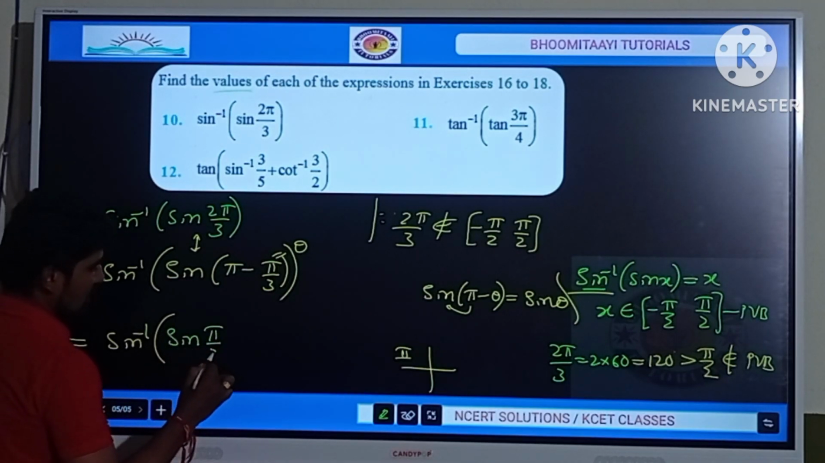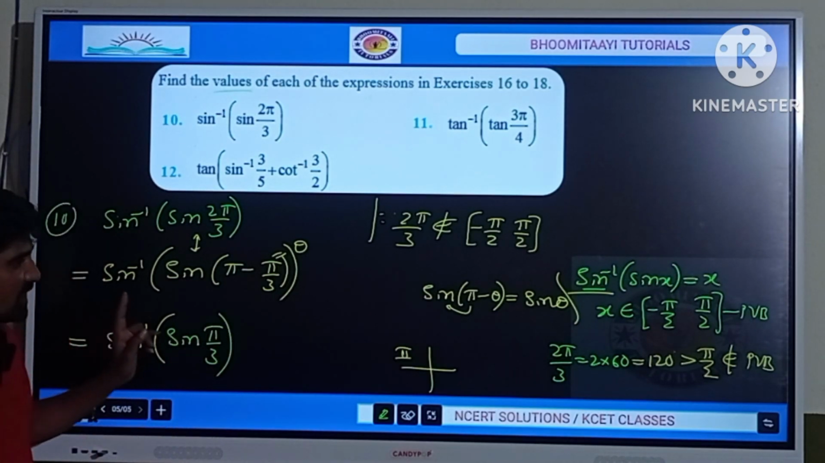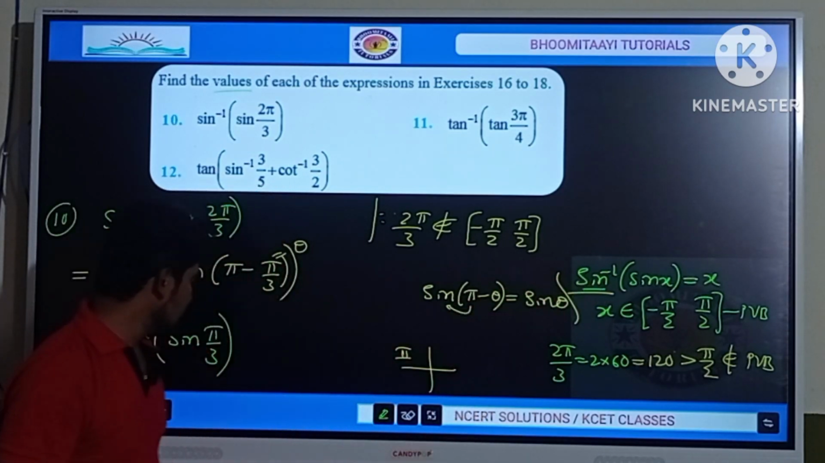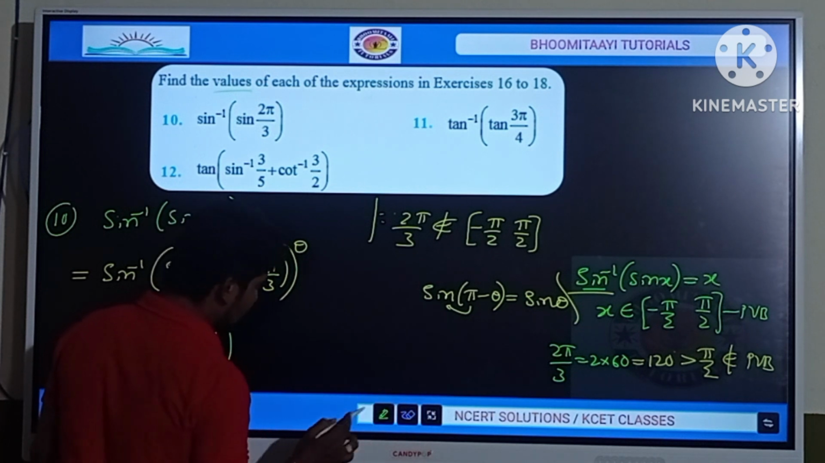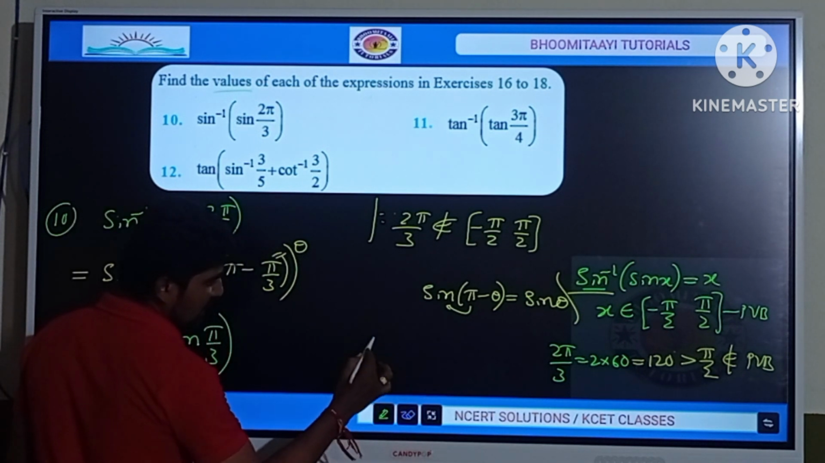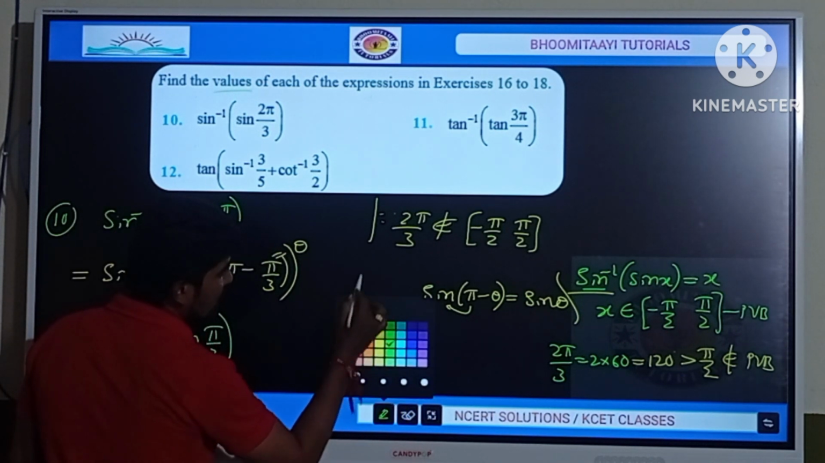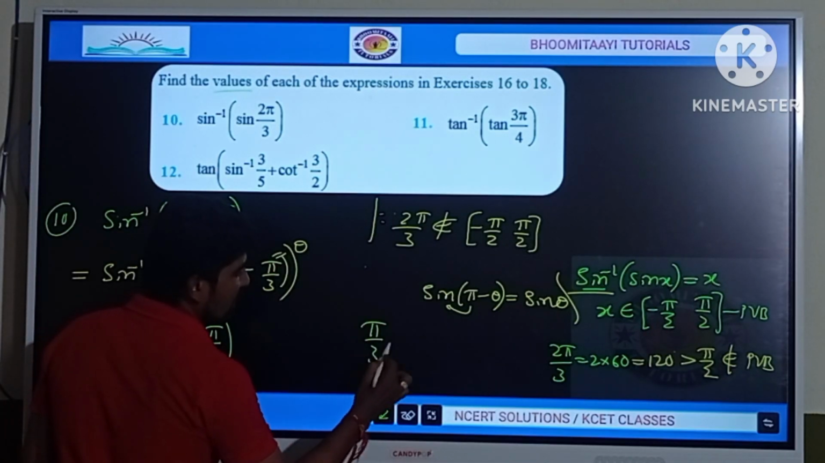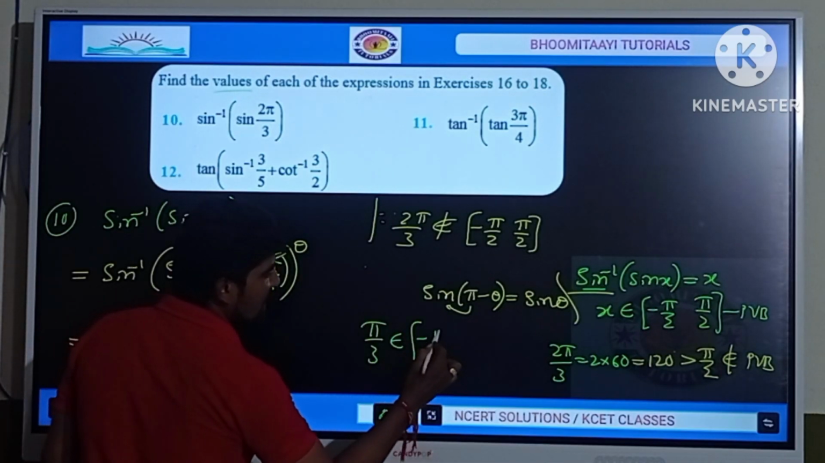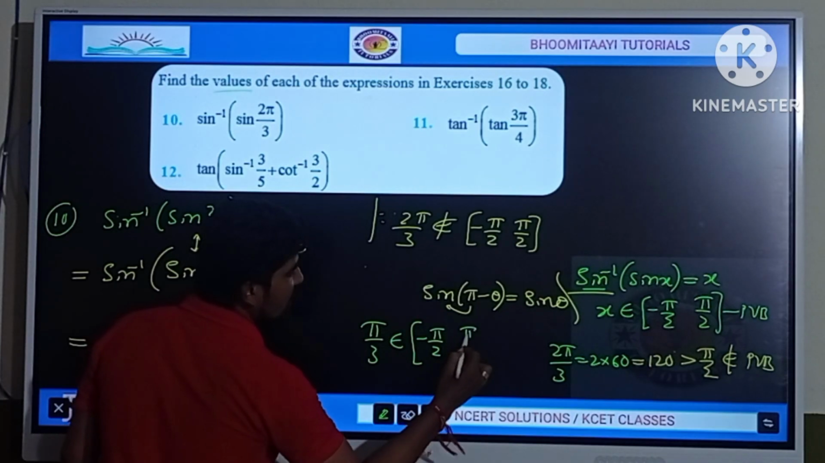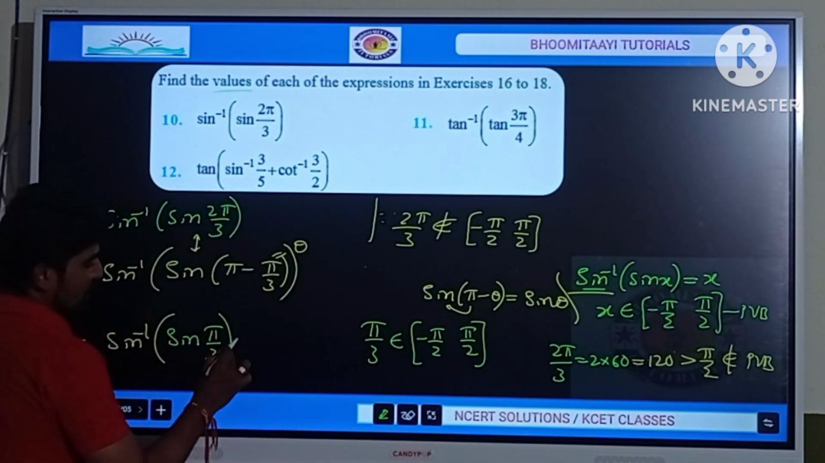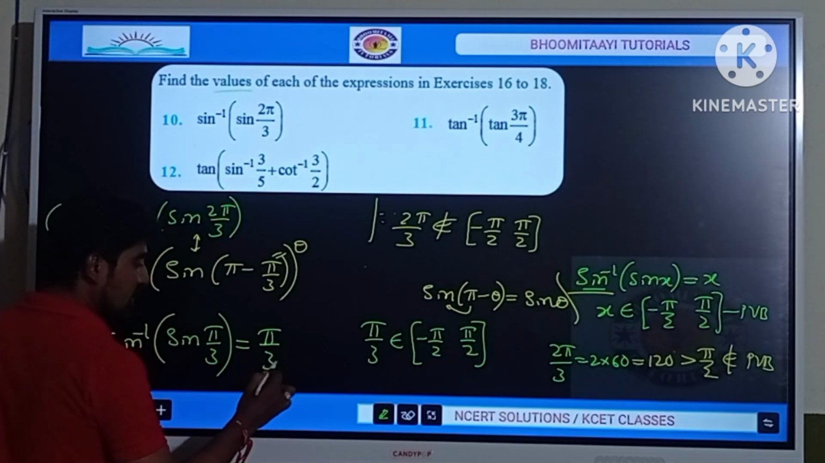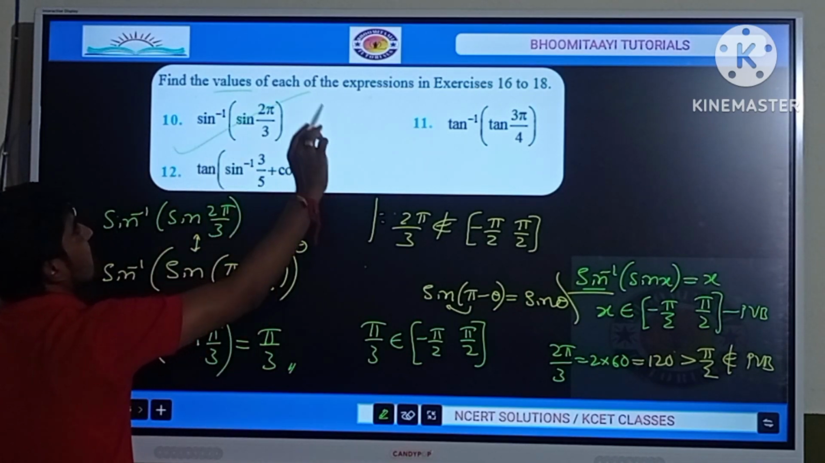Therefore sin inverse of sin pi minus theta is sin inverse of sin theta, where theta is pi by 3. Now it is of the form sin inverse of sin x. So what is x? x is pi by 3. Observe here, this pi by 3 belongs to the principal value branch of sin inverse. Why? Because pi by 3 is less than 90 degree. So therefore sin inverse of sin pi by 3 is equal to pi by 3, and this is the value of sin inverse of sin 2 pi by 3.